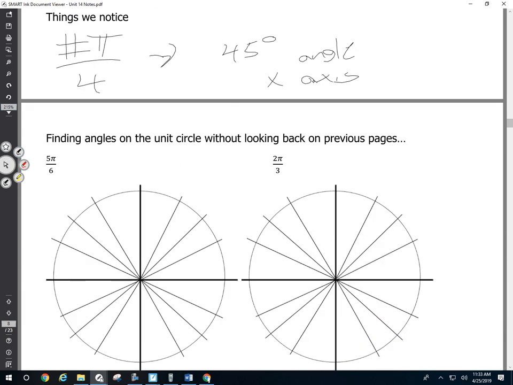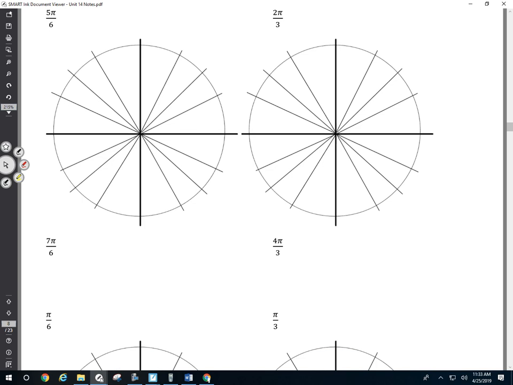Okay, now our goal is to be able to locate these angles so that we can do what we want to do next class without having to recreate the entire circle. So I'm not going to look back at the previous pages, but I'm going to be able to locate where 5 pi over 6 is, where 2 pi over 3 is, where 7 pi over 6, where 4 pi over 3, just like that.